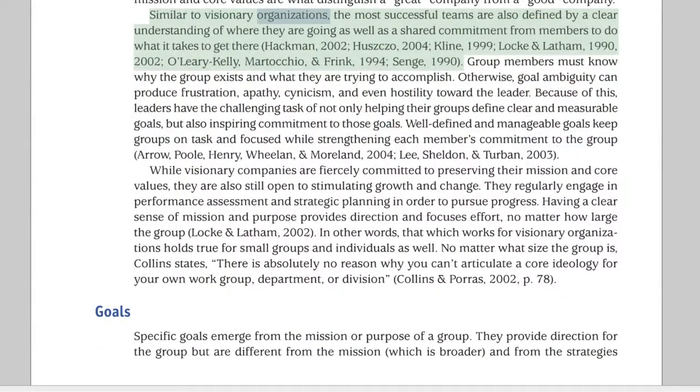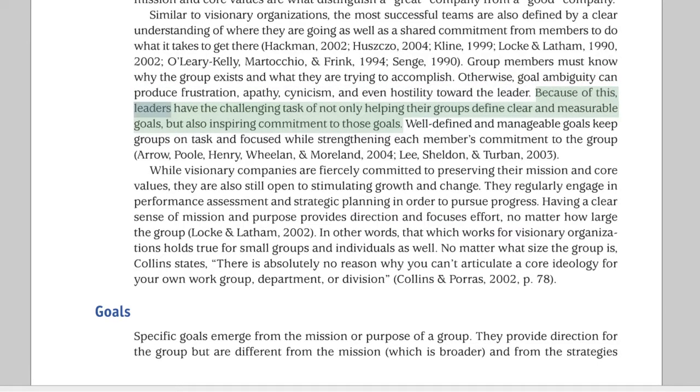Similar to visionary organizations, the most successful teams are also defined by a clear understanding of where they are going as well as a shared commitment for members to do what it takes to get there (Hackman, 2002; Hyatt, 2004; Klein, 1999; Locke and Latham, 1990, 2002; O'Leary-Kolb, Martocchio, and Frink, 1994; Senge, 1990). Group members must know why the group exists, and what they are trying to accomplish. Otherwise, goal ambiguity can produce frustration, apathy, cynicism, and even hostility toward the leader.